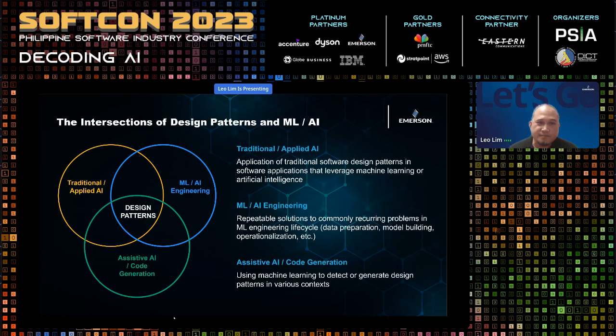Leveraging them. So these three areas, in the middle is the intersection, which is the design patterns. There are design patterns that you can use for software that leverage AI, there are design patterns that you can use to engineer an ML solution, and there are design patterns that you can leverage using code generated by an assistive type of AI. So that's really the intersection of design patterns, ML, and AI.